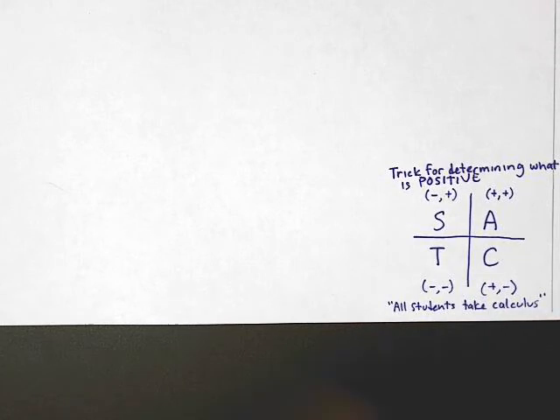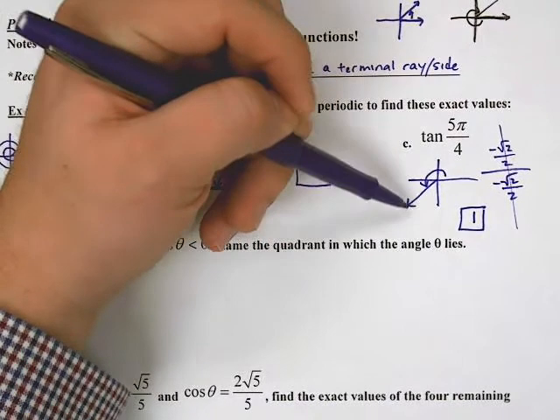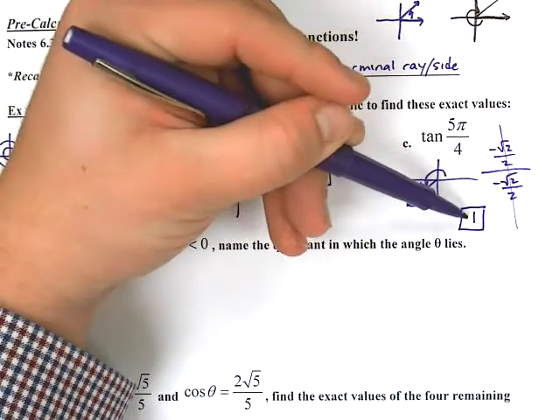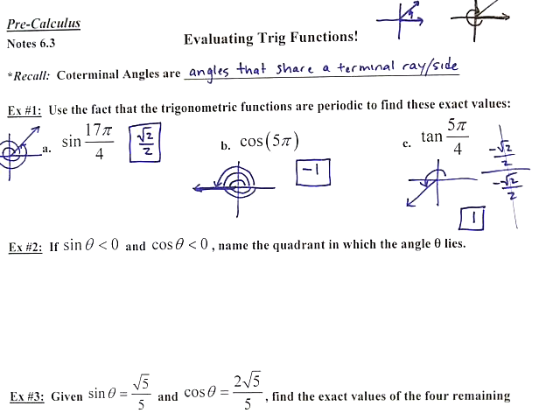This might be helpful, especially if we go back to letter C. We understand already that because we are in quadrant 3, our value has to be positive. So if we got something negative, we would know that we'd have to take a look at it again.